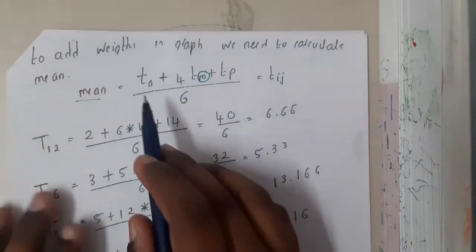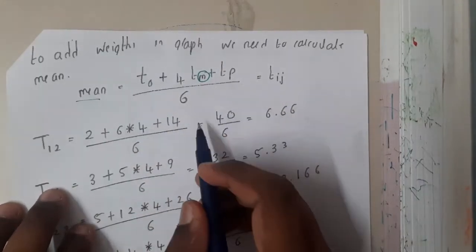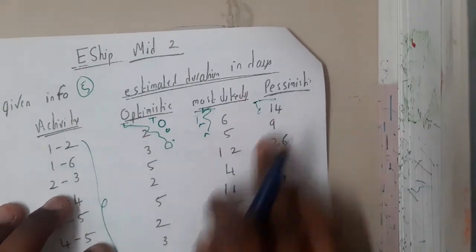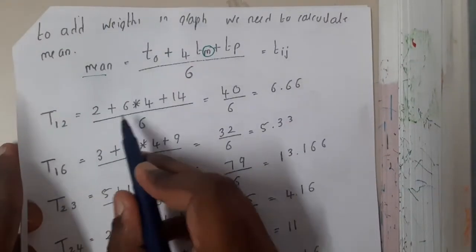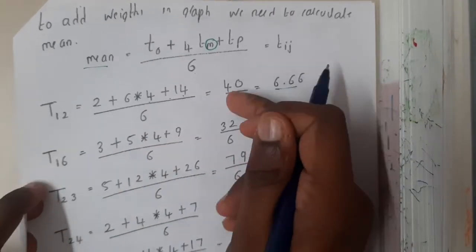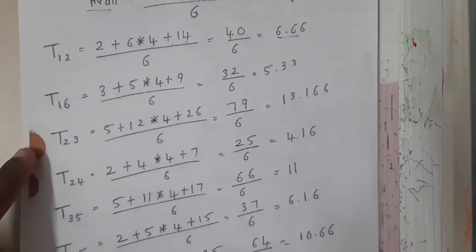So TO plus 4 TM plus TP. Here luckily it is in the exact order. So here you will be multiplying 2 plus 6 into 4 plus 14, divided by 6. So you'll be getting an answer. In this way you will be solving for each and every path, guys.